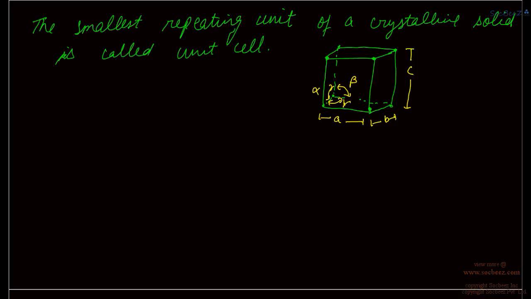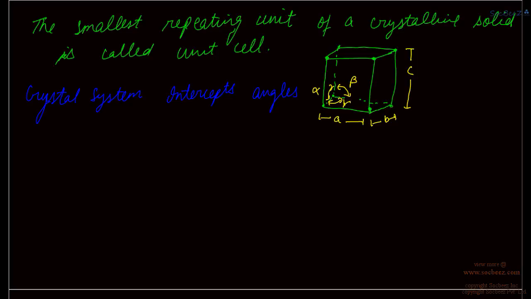Please try to remember these 7 crystal systems, because one complete question of 8 marks, a matrix match type question, has been asked based on the table that we are going to draw right now. So please make sure that you remember this table. Let's write here: crystal system, intercepts, and crystal angles. Here angles means alpha, beta, gamma. Crystal system is the name of the crystal system, and intercepts are the relationship between A, B and C.